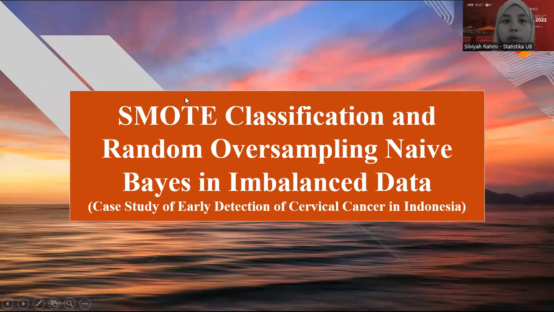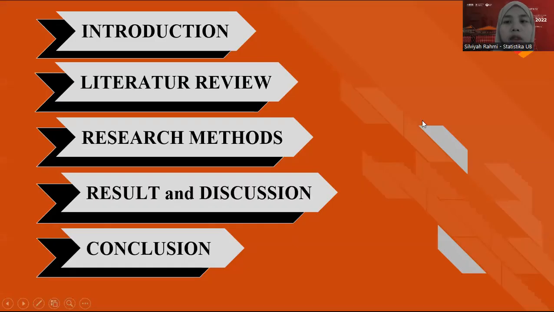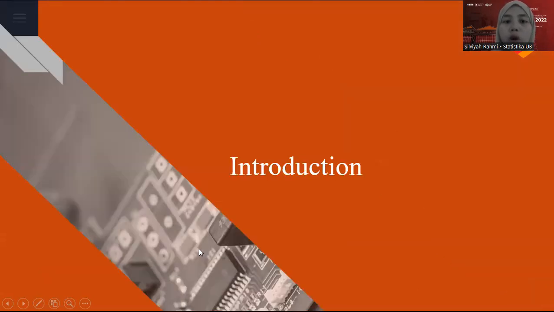The title of the research presentation is multi-classification and random oversampling naive Bayes in imbalanced dataset, and this case study is for early detection of cervical cancer in Indonesia. This is our outline for today. The first one is introduction, and the second one is literature review. The third is research method. The fourth, result and discussion. This is the main part of our presentation, and the end is conclusion. So we go on to the first outline, that is introduction.